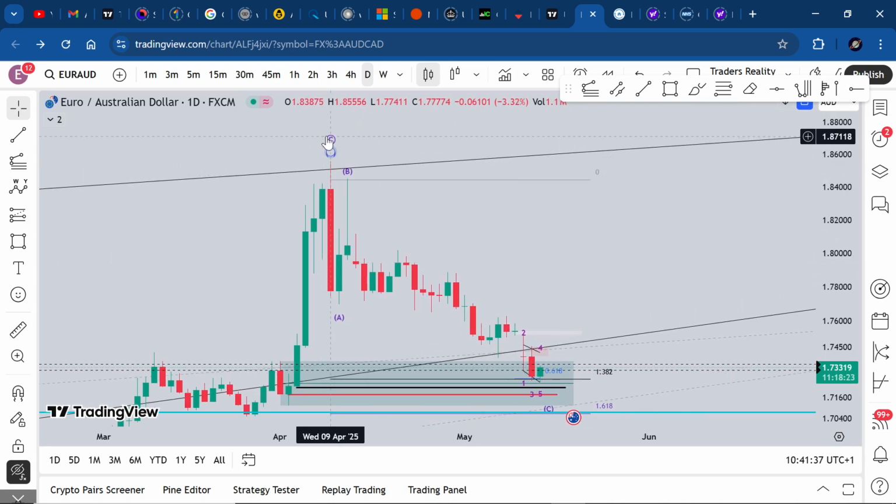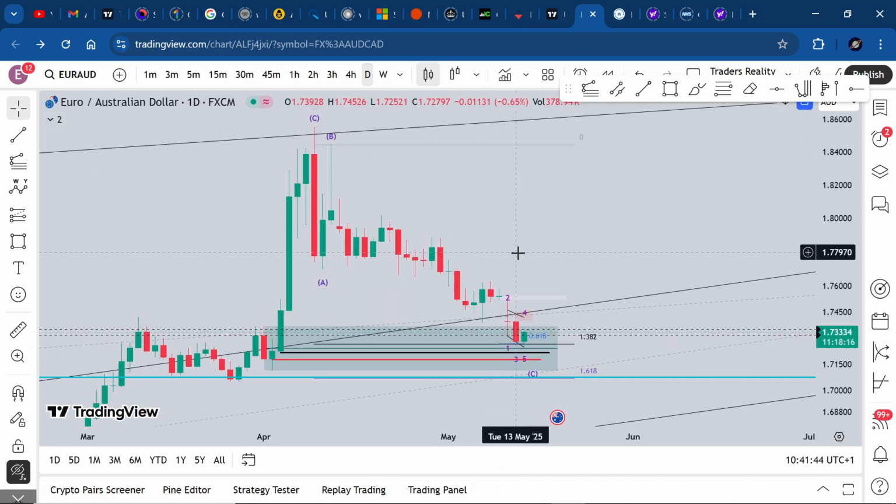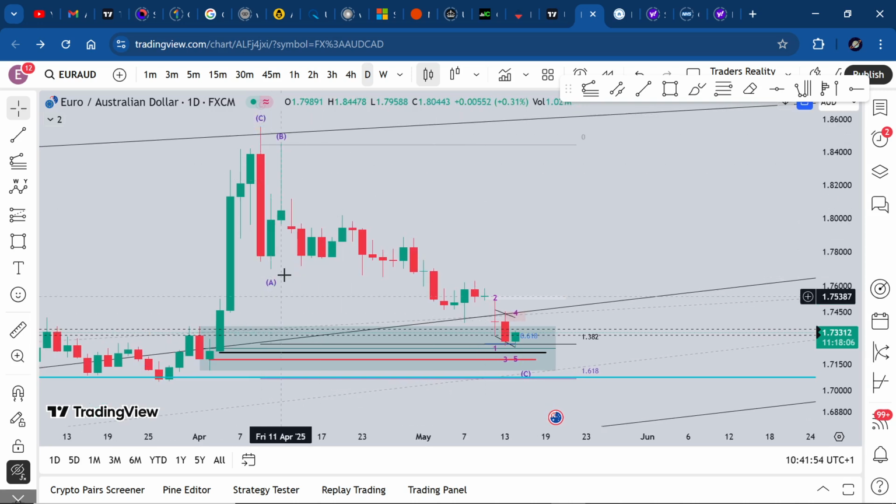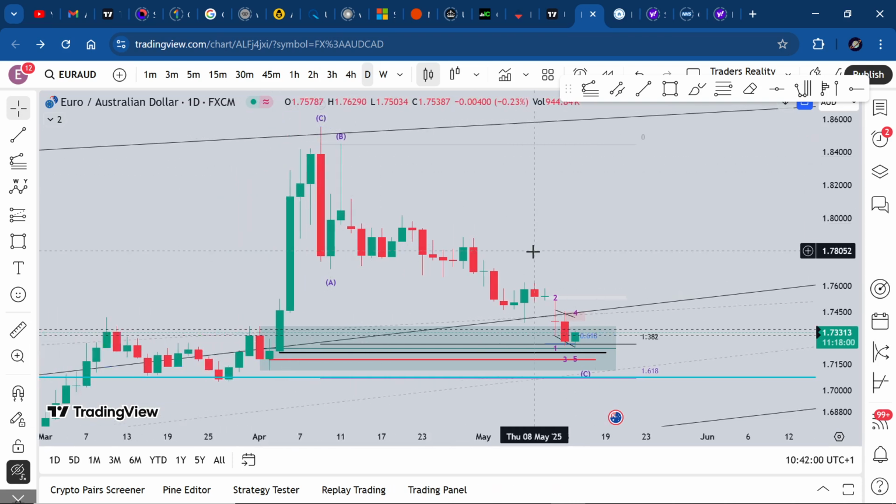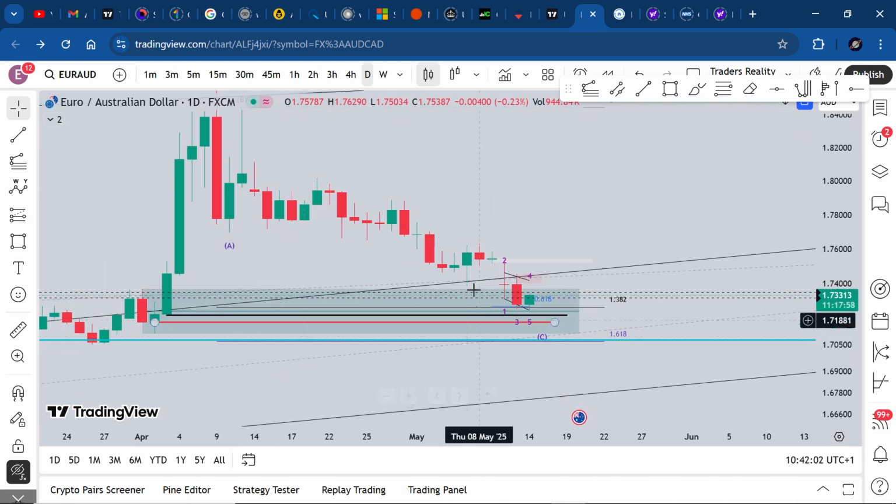Now, from the top, we can see all of this is corrective. Okay, you don't see a 1, 2, a 3, 4. This is all pretty choppy, and I've got an A, B, C, A, B, C. Even the A, I think it's a flat. But anyway, from the demand zone, we'll go to the 1 hour time frame now.